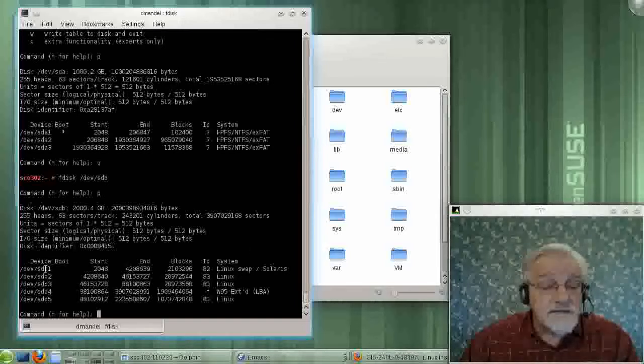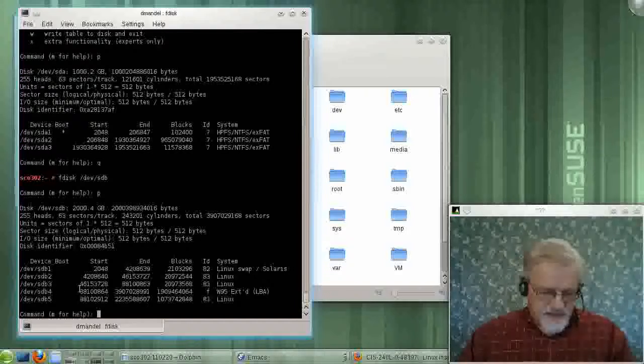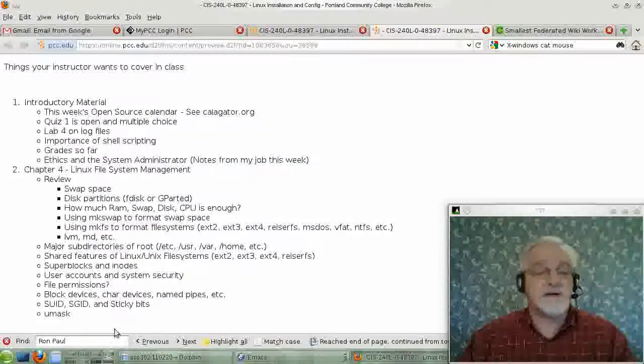It says that I've got a type 82, which apparently is a Linux swap partition, or a Solaris one. I've got a couple of Linux partitions here, and another Linux partition. sdb4 is labeled Windows 95. I don't know why it says Windows 95, but it's an extended partition because I'm only allowed to have four primary partitions. So any partition after that is actually made inside of the extended partition, which is /dev/sdb4. Okay, let's go back to this here.